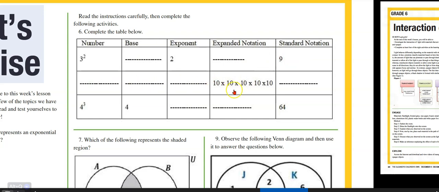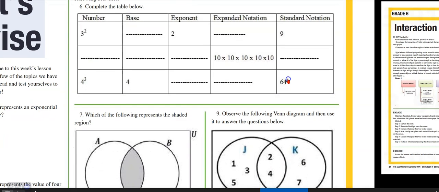Let's see if we could work this one out. So the expanded notation is 10 by 10 by 10 by 10 by 10. So what would be the number, right? What would be the base? What would be the exponent? And then the standard form. Let's go with this one. 4 to the third power. The base is 4. The exponent would be what? How would that be written in expanded notation? And the standard form is 64.